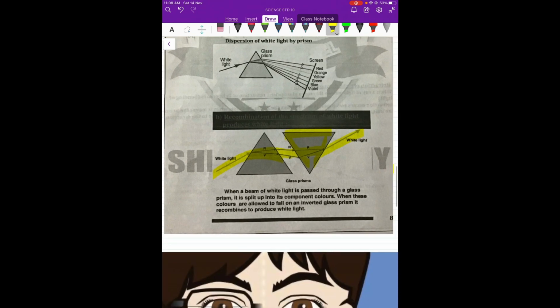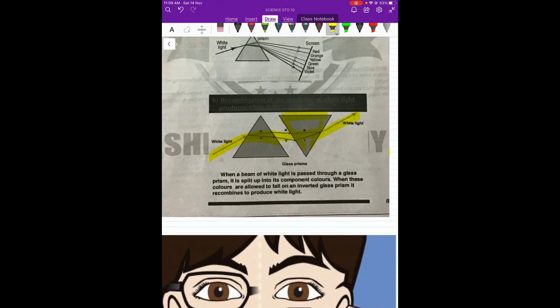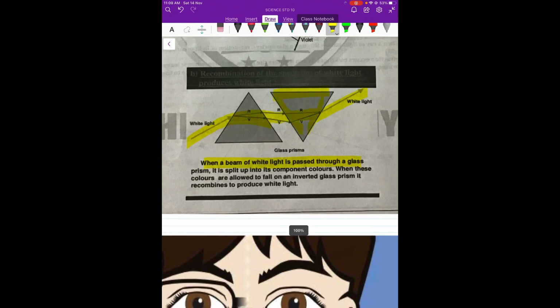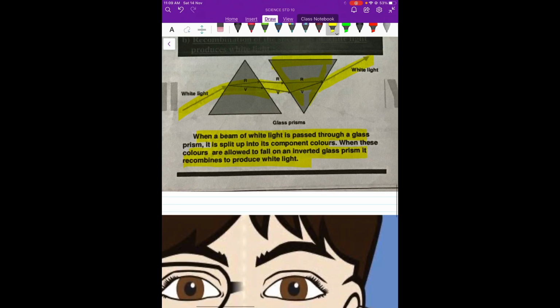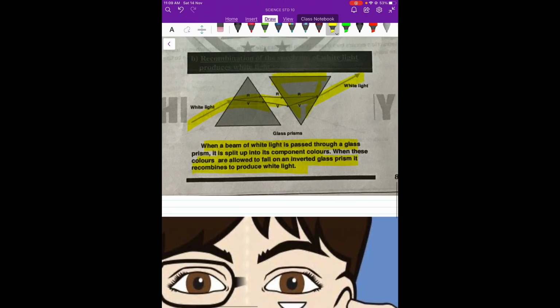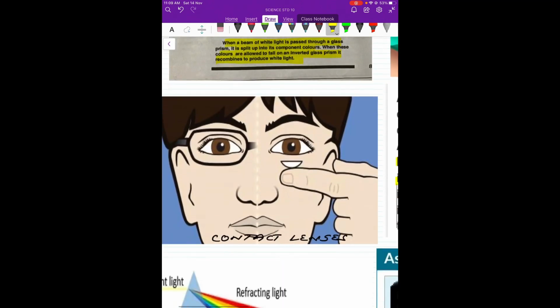This was first performed by Newton, and it was a very great experiment. When a white beam of light is passed through a glass prism, it splits into its component colors. When these colors are allowed to fall on an inverted glass prism, they recombine to form white light. So this was a very important experiment done by Sir Isaac Newton.